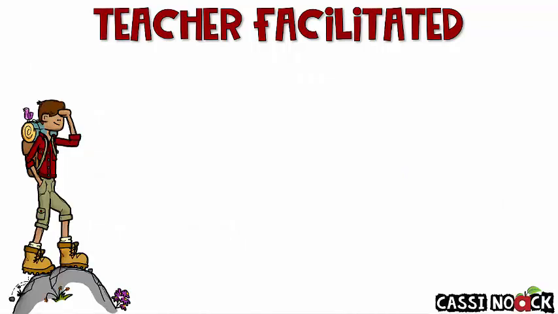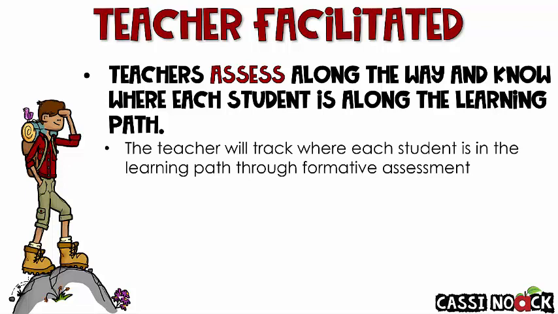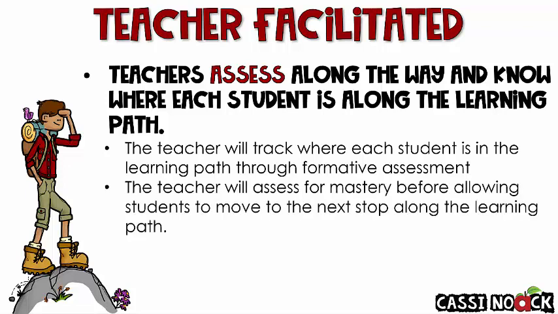So after your learning path is planned and you've chosen activities that are going to be a part of the stops along your learning path, it's then time to think about supporting students. So teachers are going to assess all along the way and know exactly where each student is along the learning path. So basically, the students will have a tracker. They keep track of their own mastery and where they are. And the teacher will have a tracker, a kind of a master tracker, where she can look at a glance and see where every student is. And these help the students and the teacher kind of move through the path through constant formative assessment.